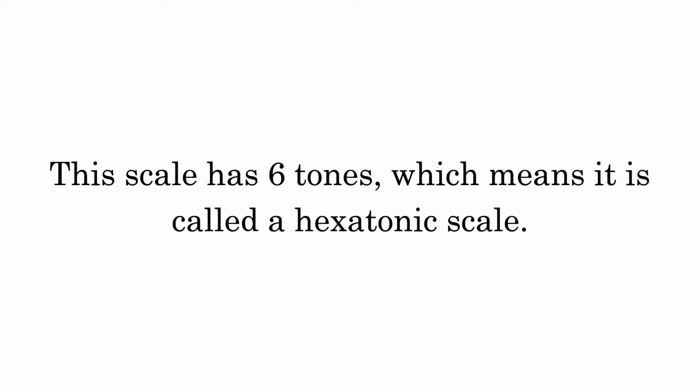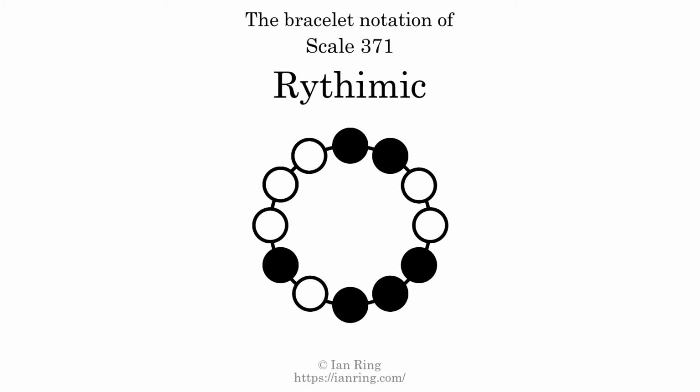This scale has 6 tones, which means it is called a hexatonic scale. This is a bracelet notation diagram of scale 371. The shaded circles represent tones that appear in the scale, and they are read clockwise, starting at the top.